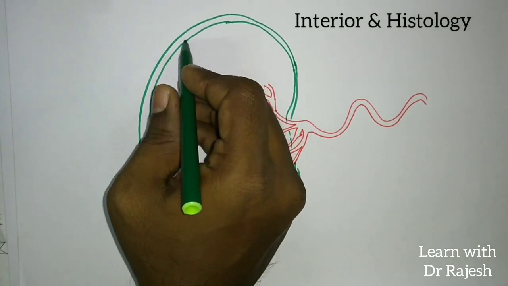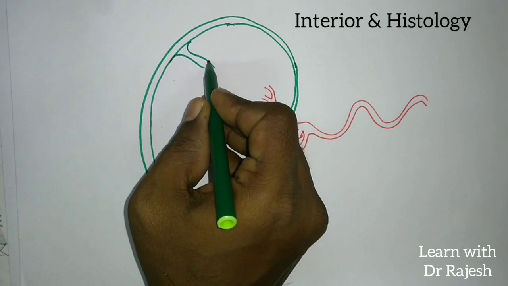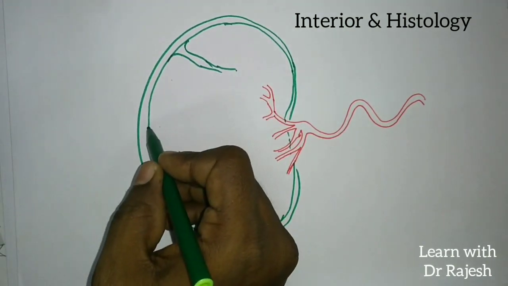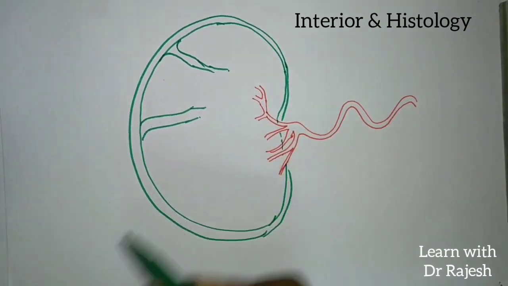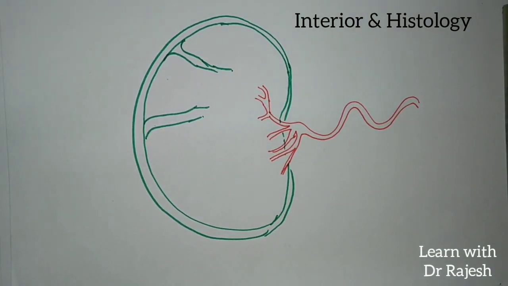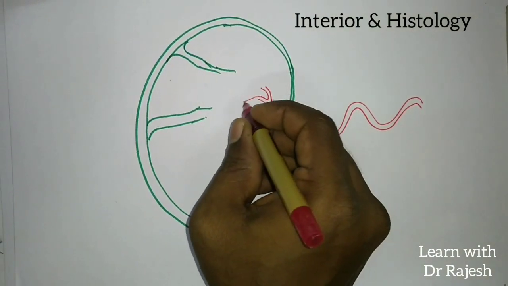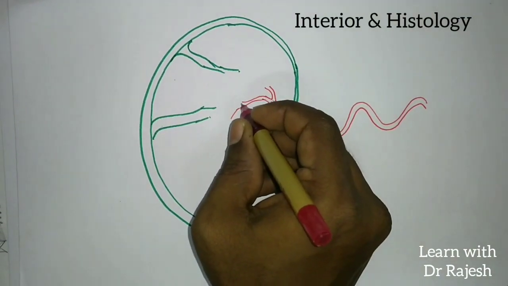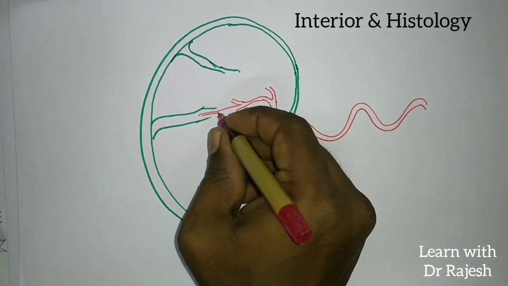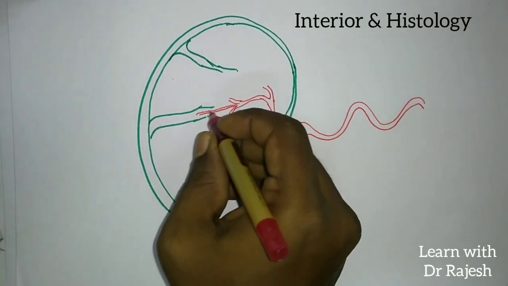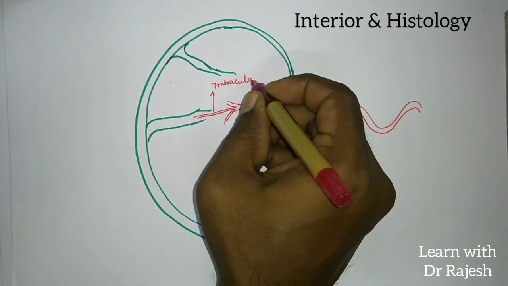Now let's see about the capsule. The connective tissue of the capsule will extend inside as trabeculae. These are the trabeculae. Now after this artery subdivides so many times, it will enter inside the trabeculae as the trabecular artery. This is actually the trabecular artery.